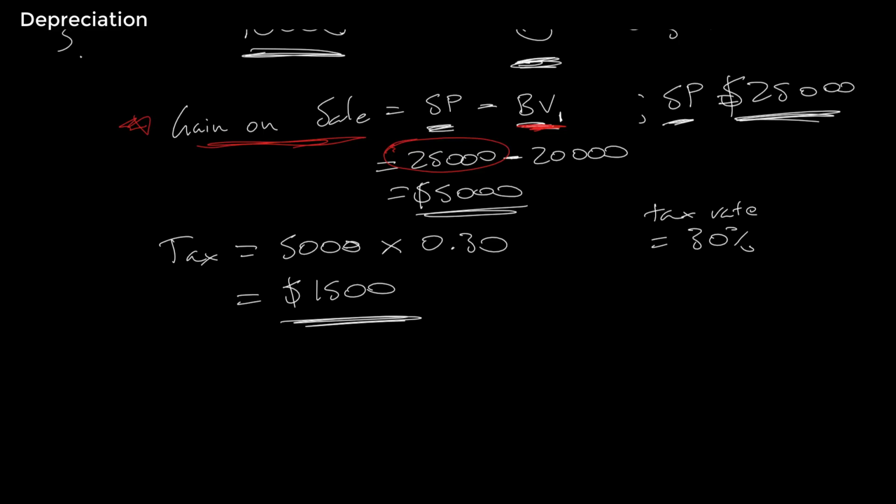We have to pay tax because essentially we've made a profit on the sale of our asset relative to the book value of our asset. We sold our asset for $25,000, which is higher than the book value of our asset of $20,000. So the tax system recognizes that as a profit upon sale, and that means we need to pay tax of 30% on that profit of $5,000.